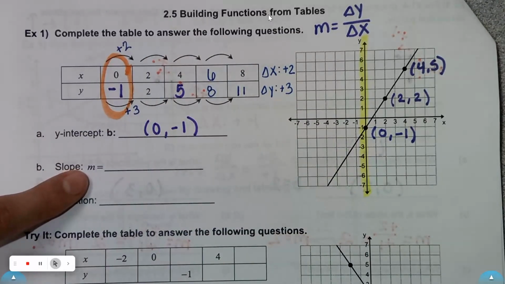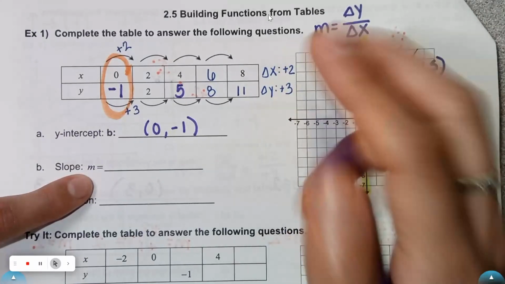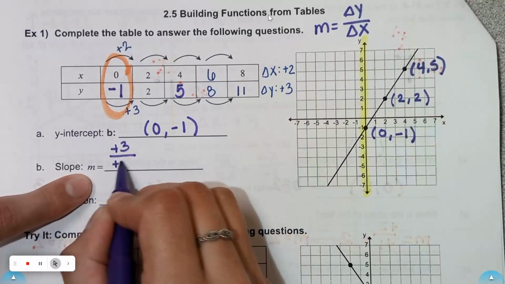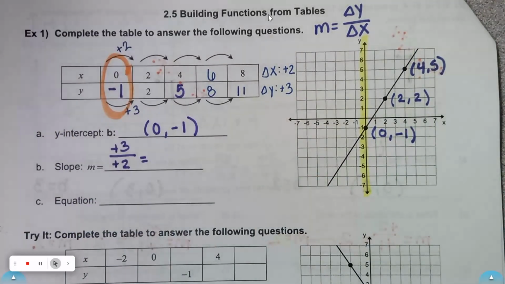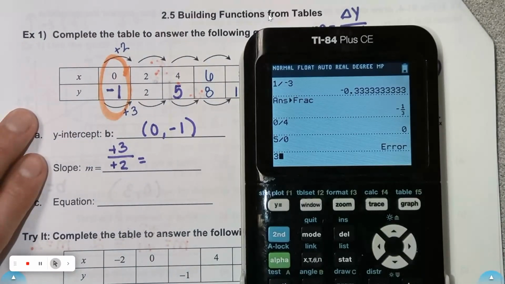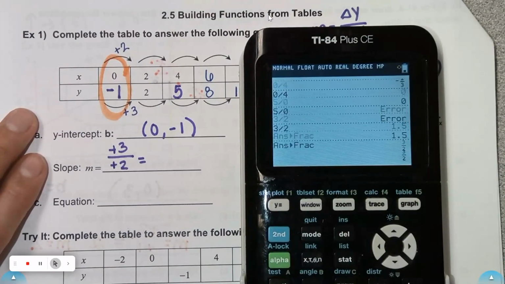Remember, your slope is your y over your x, right? We wrote that at the beginning. My y is plus 3. My x is plus 2. If I put that in my calculator and try to divide it to make it smaller, I get a decimal, then I do math, enter, enter. So it stays the same.